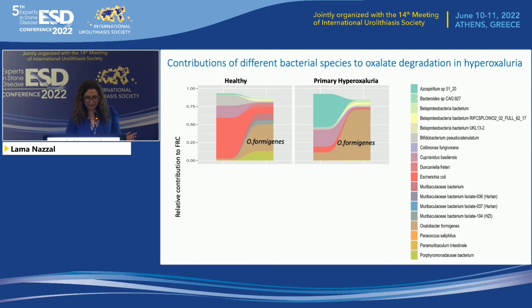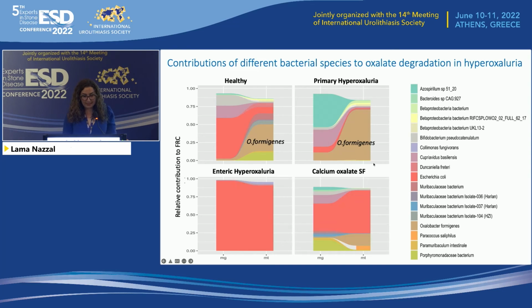And what we found is, in healthy people, as we showed previously, Oxalobacter seems to be doing the most oxalate degradation function. In primary hyperoxaluria, where they have a lot of excess of oxalate coming endogenously, it seems like Oxalobacter is doing more function, responding to the oxalate present. But interestingly, in enteric hyperoxaluria and in stone formers, calcium oxalate stone formers, they have very low Oxalobacter level. We're analyzing the data now to see whether this correlates with urinary oxalate levels.